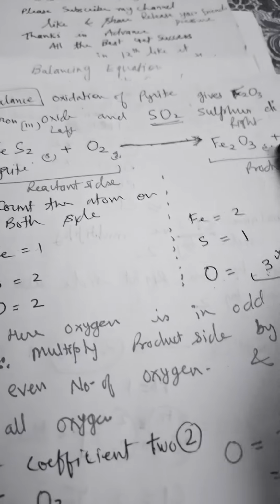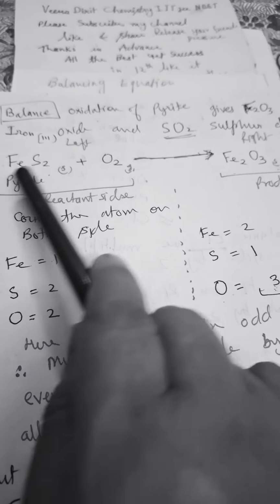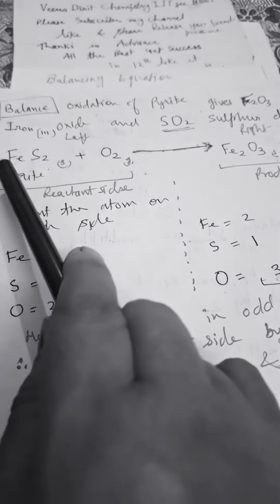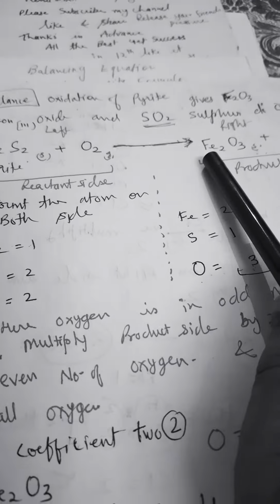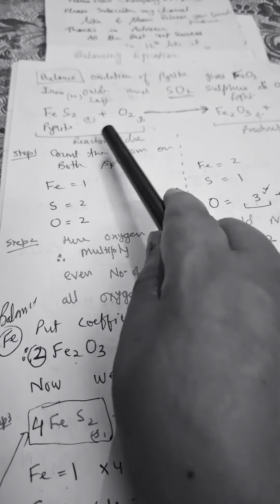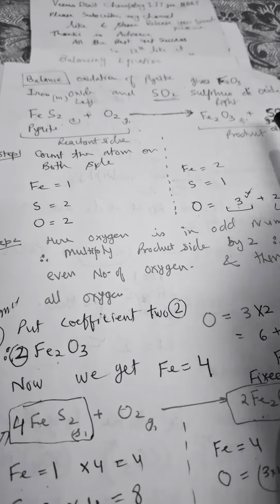So first we will write down the complete balanced equation. The unbalanced equation is Fe2 plus O2 gives you Fe2O3 plus SO2. Here we now count the atoms on both sides. This is reactant, this is product.